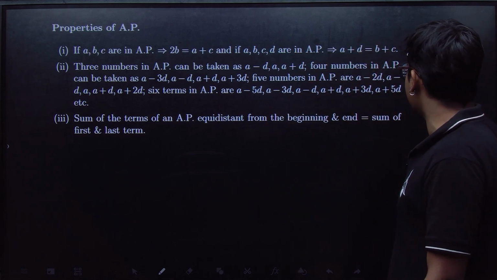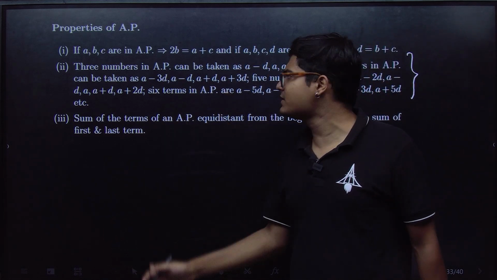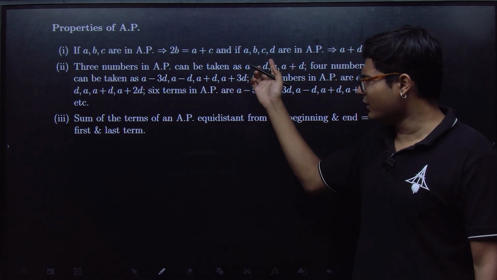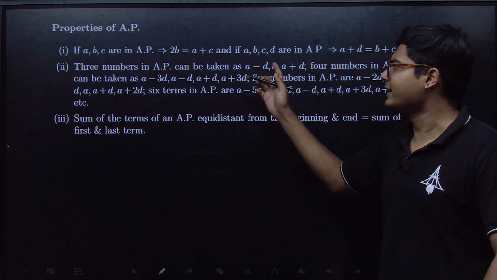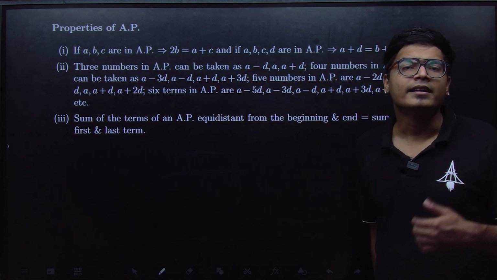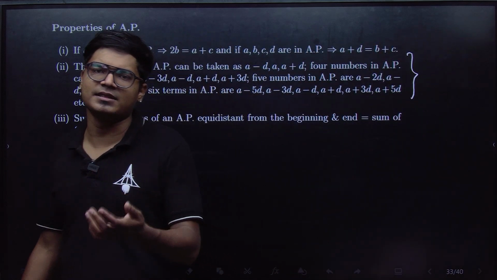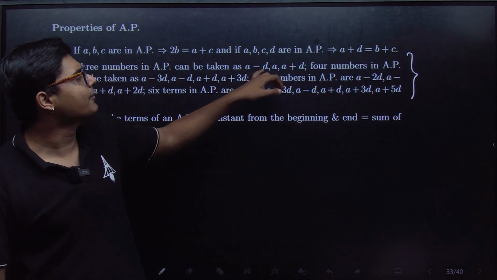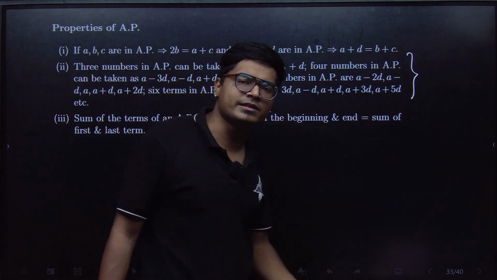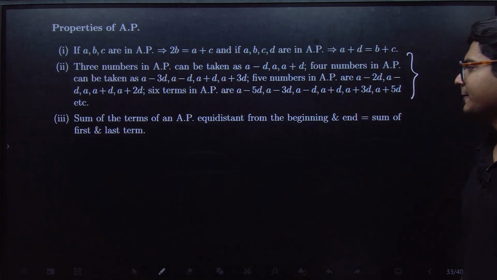Essentially, the idea here is that if you have to take the sum of these numbers, we want to get rid of one of the variables. You have two variables here, A and D. If I take the sum of this, you can see that D cancels out. So if the sum of these terms in the AP is given to you as some constant, then just taking the numbers in this form eliminates one of the variables directly and you can find out the value of A.